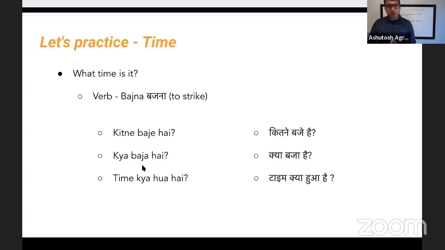Hindi speakers, you will often see, use English words in Hindi, which you will see in the third sentence, which is time kya hua hai. Okay, so all of them are an appropriate way of asking someone what time is it: kitne baje hain, kya baja hai, or time kya hua hai. You may have to memorize it or practice a little bit. I'm definitely going to quiz you guys so that you remember this one.